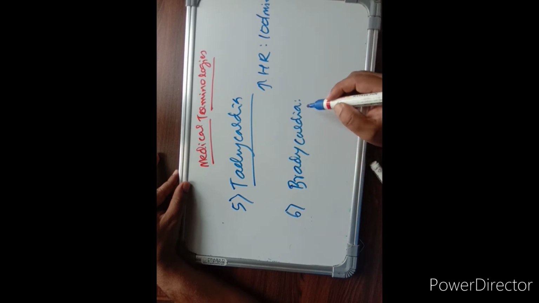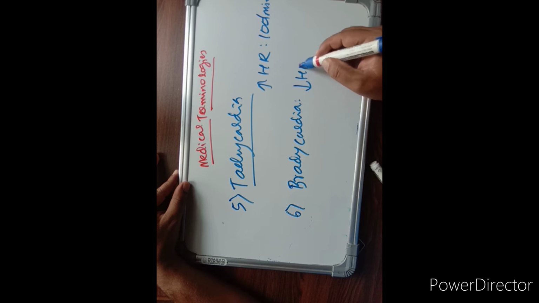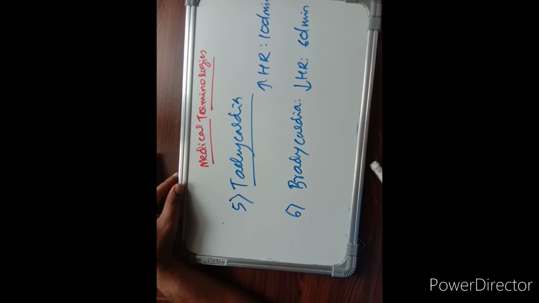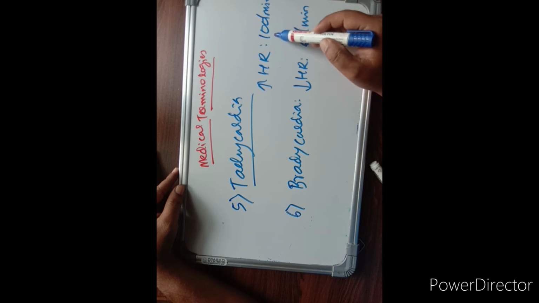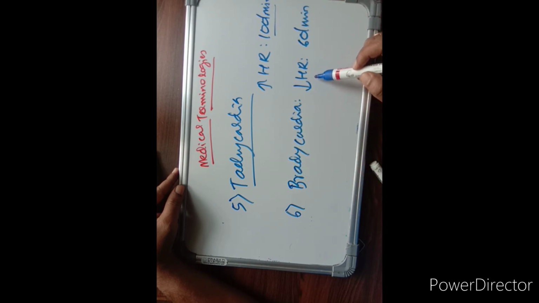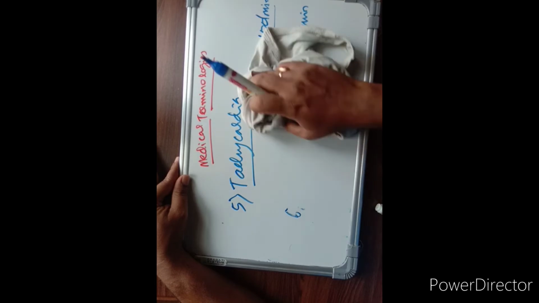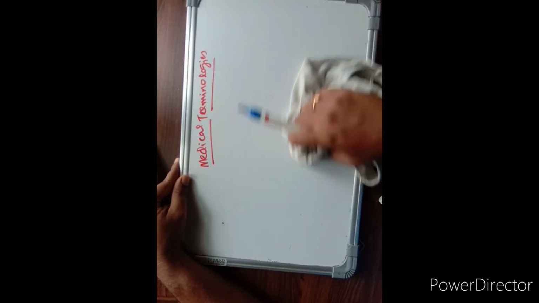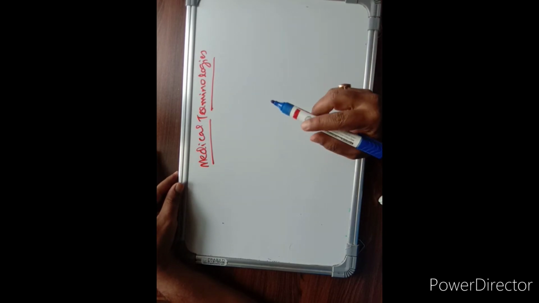So suppose the patient's heart rate decreases. If the heart rate decreases to less than 60 per minute, if the patient's heart rate goes below 60 per minute, it indicates bradycardia. So the terminology for increased heart rate more than 100 per minute is tachycardia, and for decreased heart rate less than 60 per minute it is known as bradycardia. In the examination they may give the statement and ask which is the terminology for that statement.